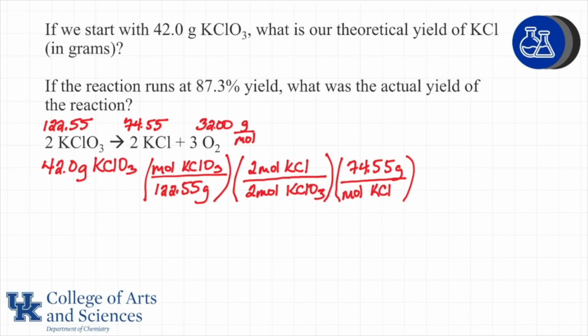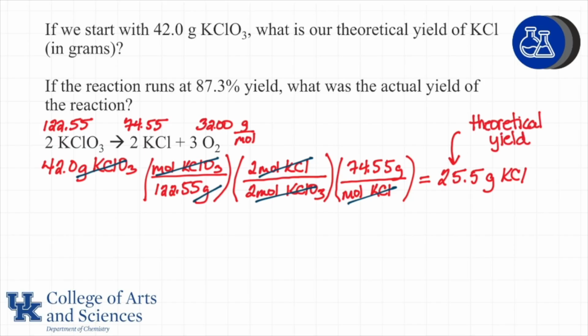I'm going to go back and check my units. So grams of KClO3 cancel, moles of KClO3, moles of KCl cancel, and I'm left with grams of KCl, and I get 25.5 grams of KCl. That is my theoretical yield, my calculated value. And that answers the first question.